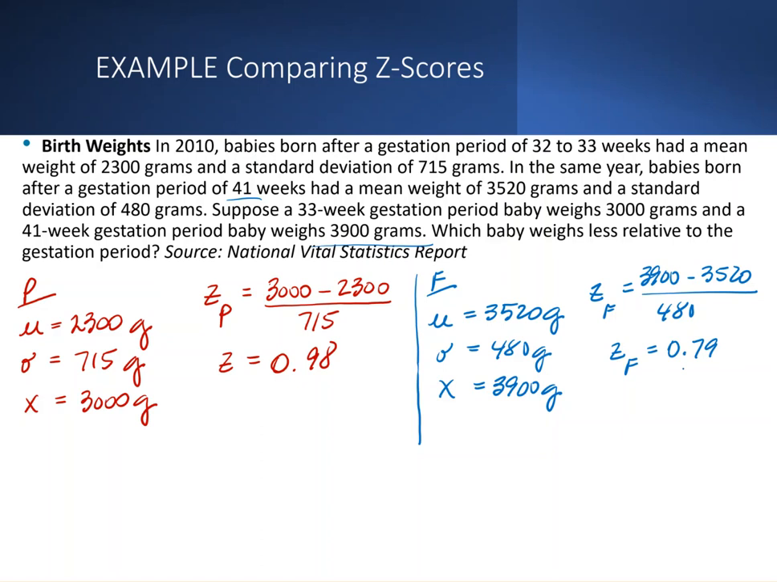So the full-term baby ended up weighing less than the preemie baby relative to other babies of their gestation period. So the full-term baby weighed less than other full-term babies, compared to my preemie baby over here, who actually weighed more than other preemie babies. So that's what we're looking at, and that's how we use z-scores to be able to compare two different data sets that aren't the same.